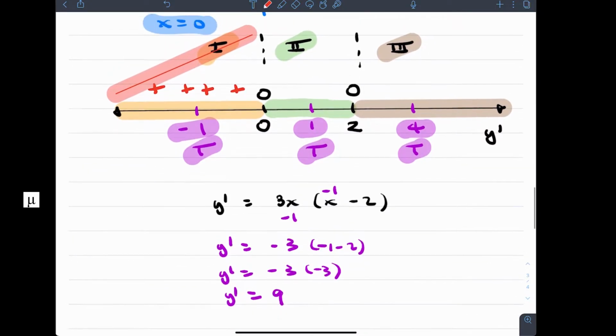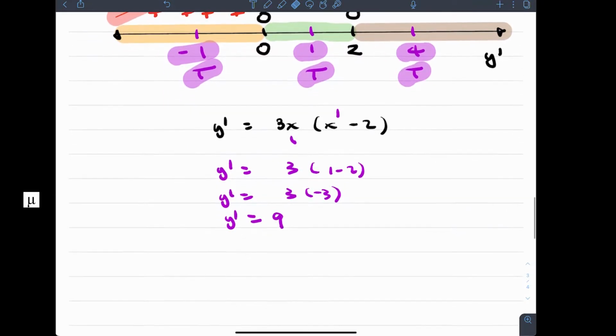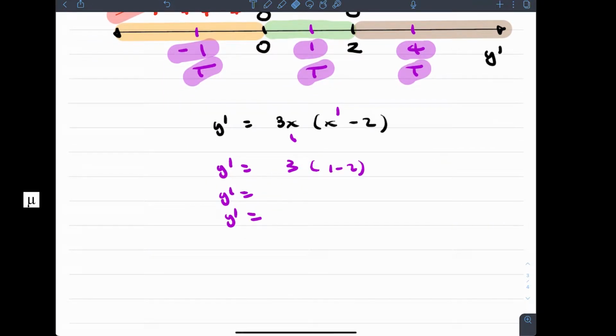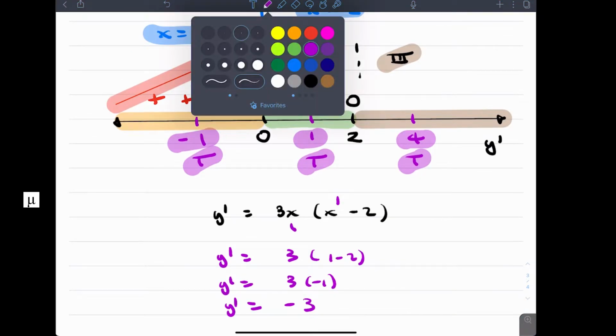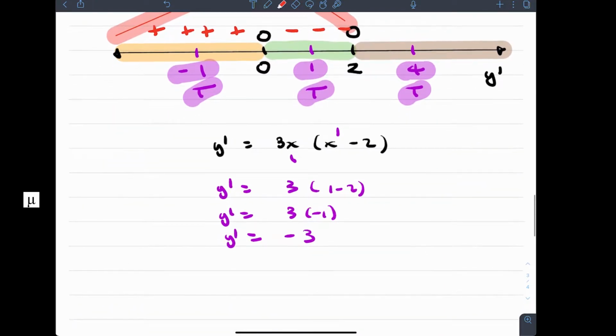Okay, what about region 2? What do I plug in for region 2? The test point is 1. What does that mean now? We have 3 times -1, isn't that -3? So what do we know about the derivative here in region 2? It's negative, a decreasing slope. So in region 2, your function's decreasing, because the test point is negative.